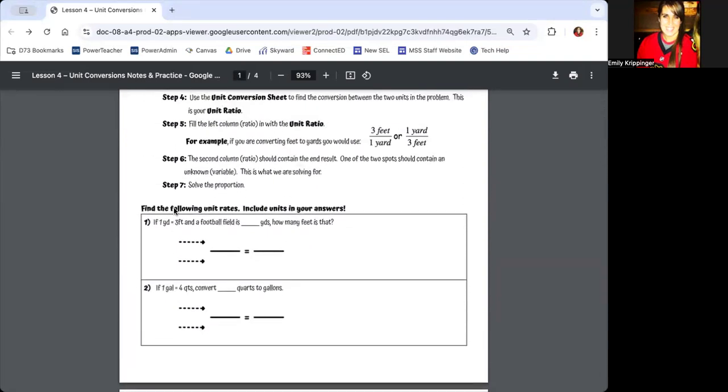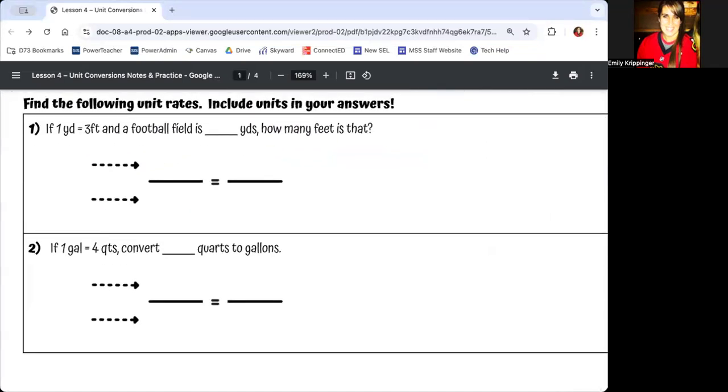So looking at number 1, if 1 yard is equal to 3 feet and a football field is 100 yards, how many feet is that? So first off, when I am looking at this, I see my conversion right here. I'm going to have you highlight that. I'm just circling down here because that's easier. Okay, we're comparing yards to feet. Does not matter the order. I'm just going to put yards on top since that came first, feet on the bottom. And I'm going to plug in this initial ratio. 1 yard is equal to 3 feet.